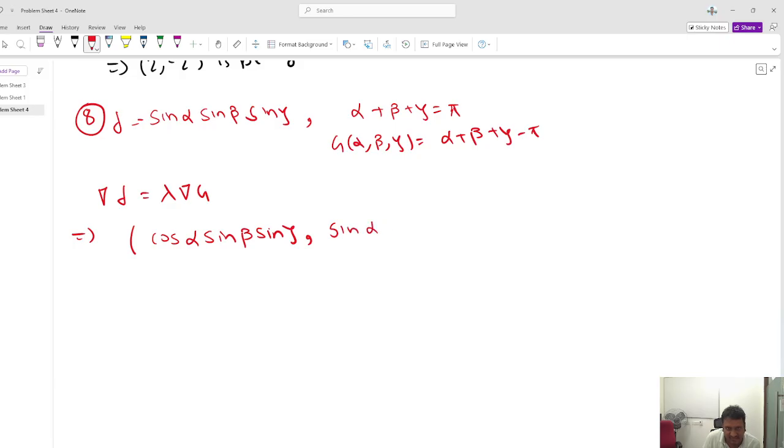sine alpha as it is, cos beta, sine gamma, and then you will have, my God, I just don't like calculations, and that is the course of calculus. So yeah, I should not complain. So this will be lambda into 1, 1, 1, right?